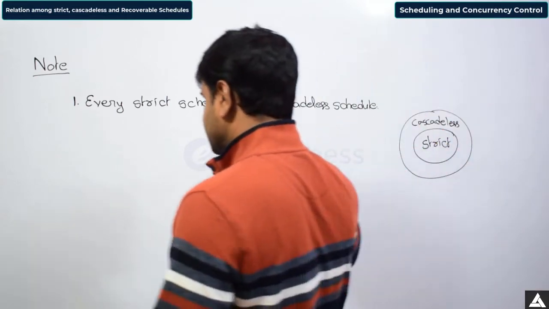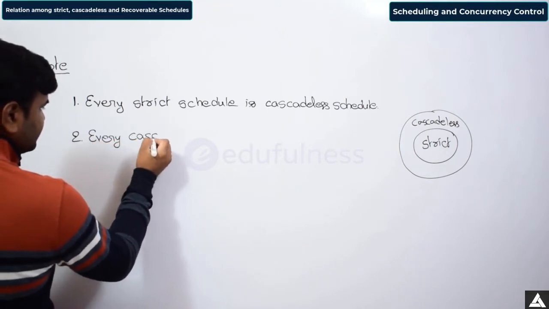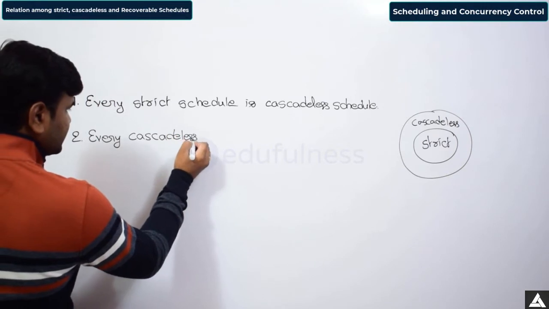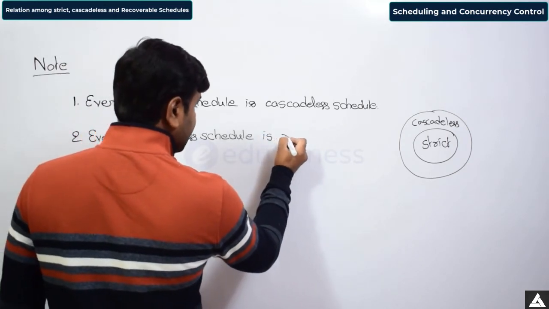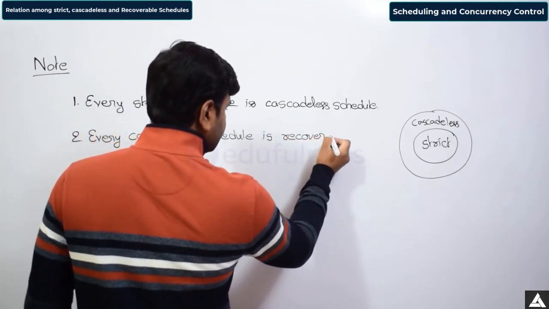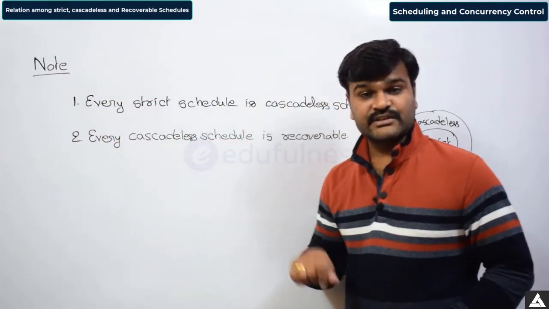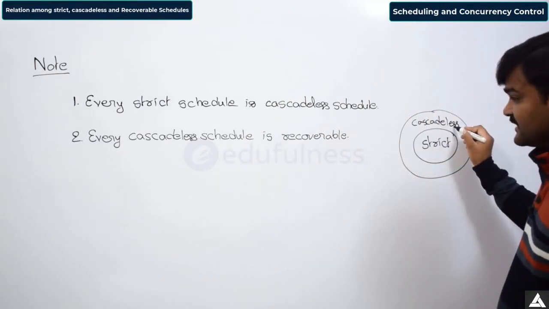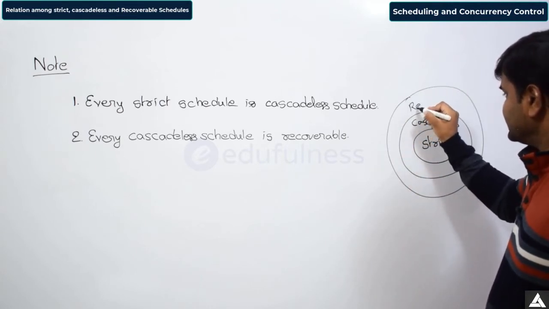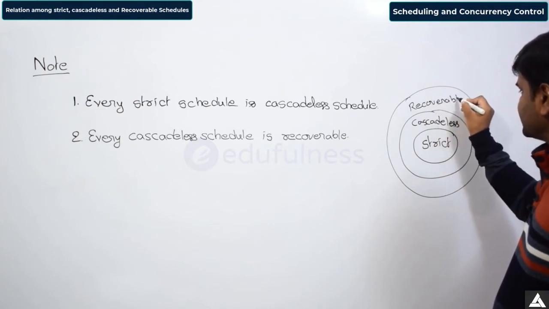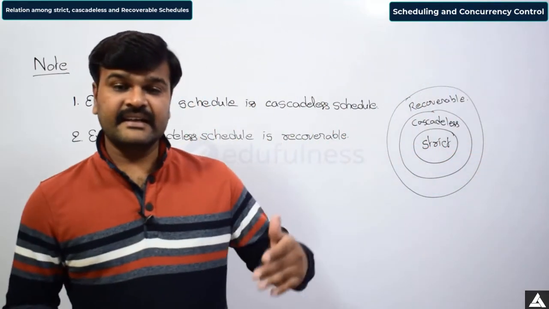And at the same time, we discussed at this point, every cascadeless schedule is recoverable. That is very important. It is recoverable because of the commit operations, you can go back in cascadeless schedules. So every cascadeless schedule is recoverable, and you can give the relation like this: that is what recoverable schedules are. So strict schedules are both cascadeless and recoverable schedules.